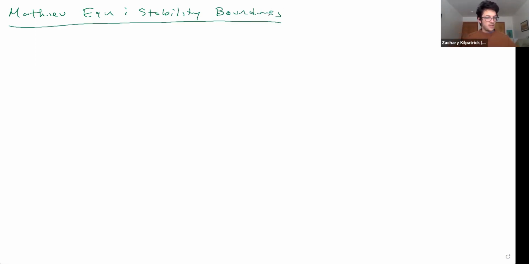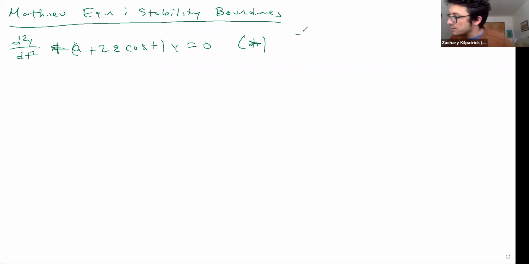And remember, the idea here is that for the Mathieu equation, d²y/dt² plus (a plus 2 epsilon cosine t) y equals 0. We won't specify any initial conditions here. We expect periodic solutions, and it could be stable or unstable.